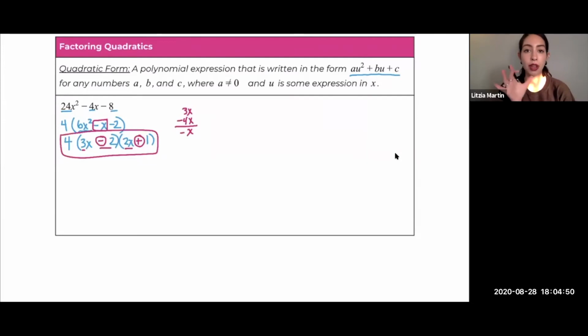And don't forget, you have that 4 in the front. So that was the greatest common factor. It's still a factor of this whole thing. So the whole thing together is factored.